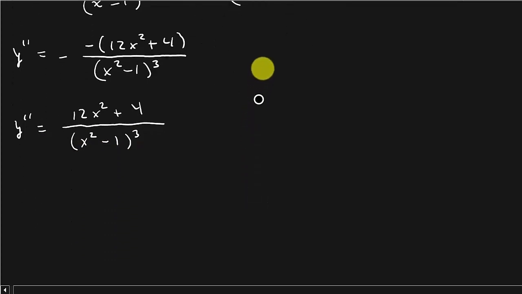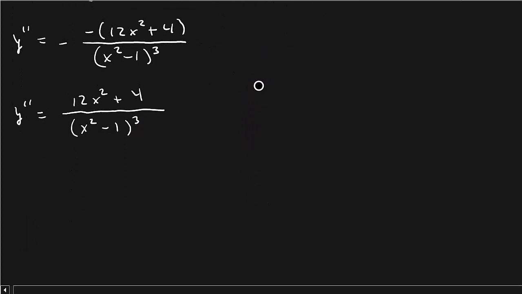Now, notice here we've got y double prime will never equal 0. Okay, it will never equal 0. Why? Well, you probably can see it, but let me just show you.